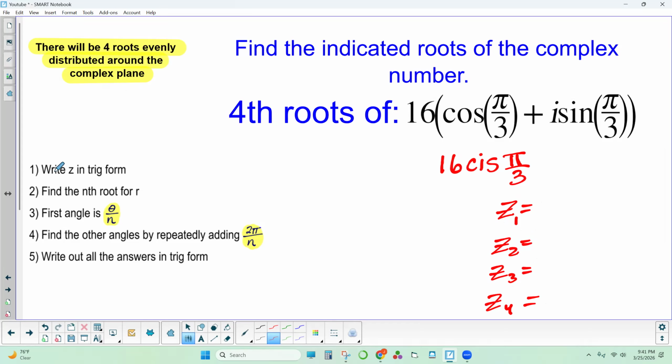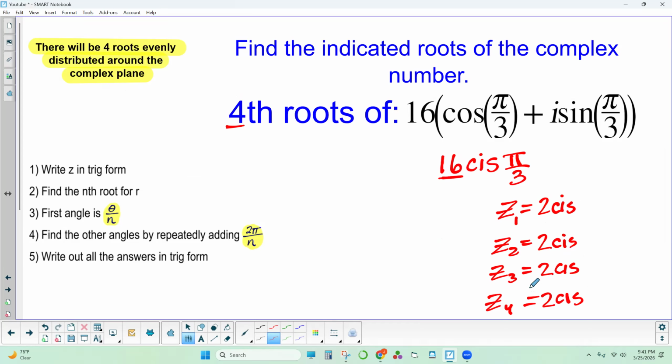All right, step 1, write Z in trig form. It is already given to us in trig form, so we'll go right on to step 2. Find the nth root for r. So here is r out in front, 16. And we're going to find the nth root, which is the fourth root. The fourth root of 16 is 2. So for all of our roots, r is 2. Now I'm going to write this in cis shorthand form.